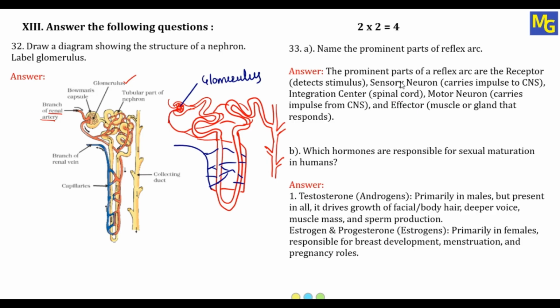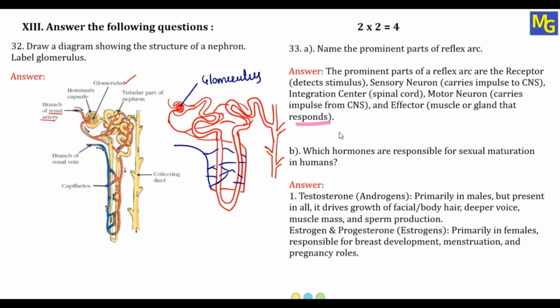And after processing, after working on that signal, the back message will be given to the motor neuron, and this motor neuron will carry that back message, or it is called an impulse, from the central nervous system and give it to the effectors. Effectors are present in muscles, which will show or respond to that stimulus.